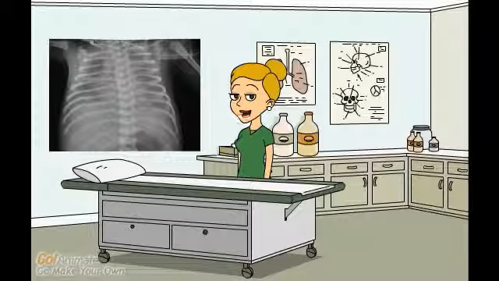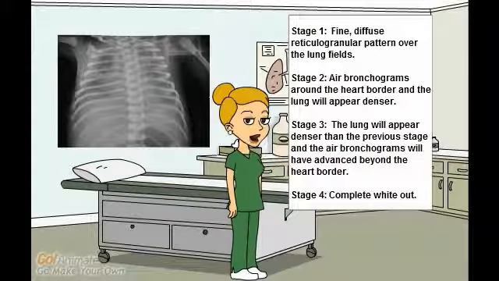Let's now discuss X-rays and RDS. Chest X-rays will usually reveal poor lung expansion, and air bronchograms are observed together with a ground glass appearance in the lung fields. While viewing the chest radiograph for RDS, the severity can usually be categorized into 4 categories.